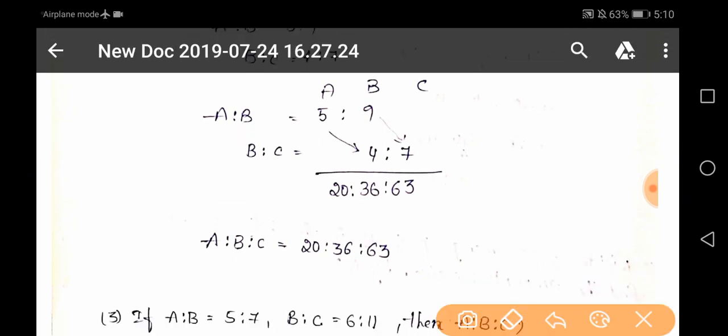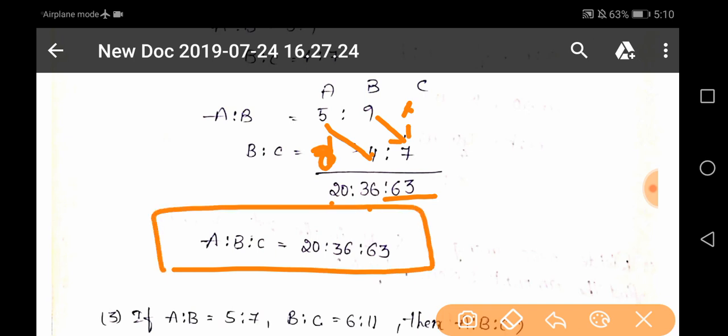Where there is no number, you have to cross multiply. So 5 fours are 20, and here there is a number, so just multiply directly: 9 fours are 36. And here there is no number, so cross multiply: 9 sevens are 63. That's all. These will not get cancelled in any table, so just leave it. So A is to B is to C is 20 is to 36 is to 63.